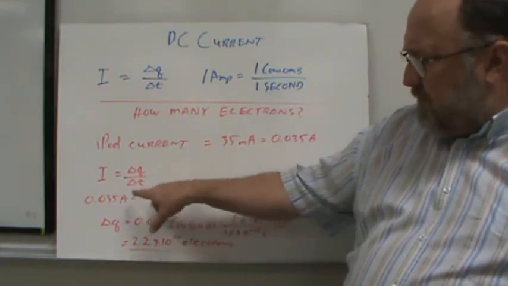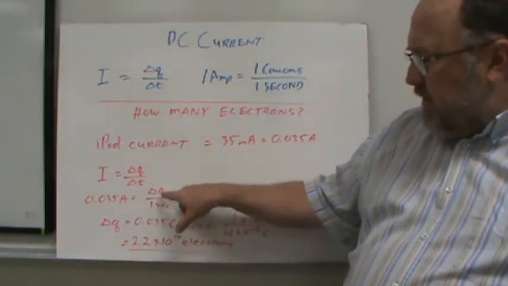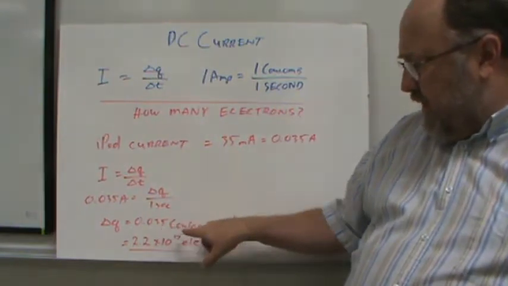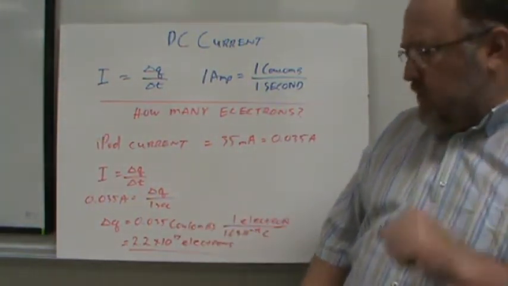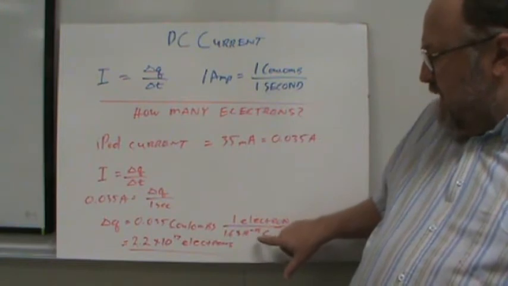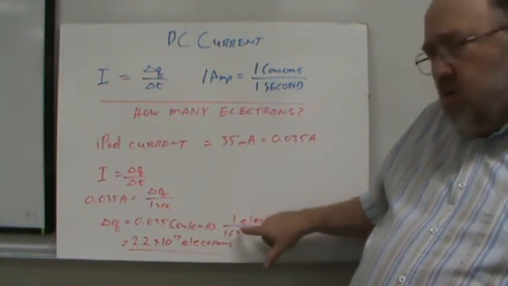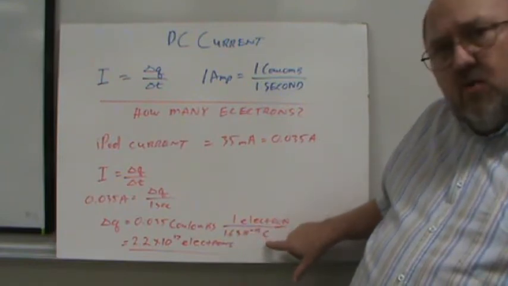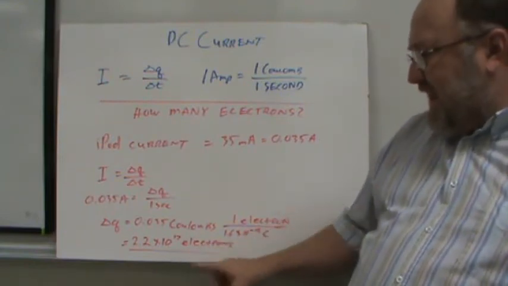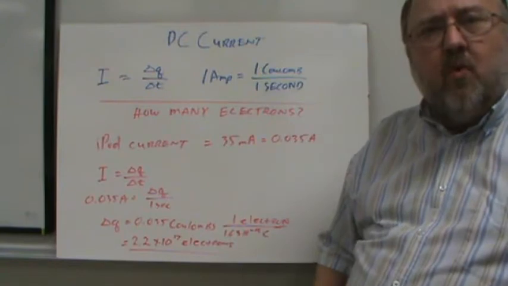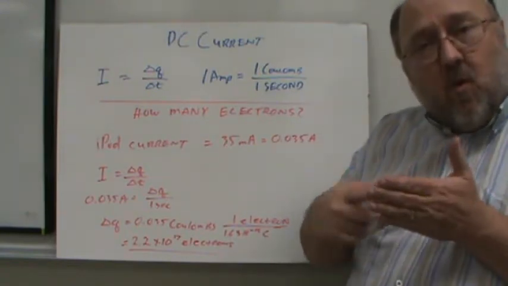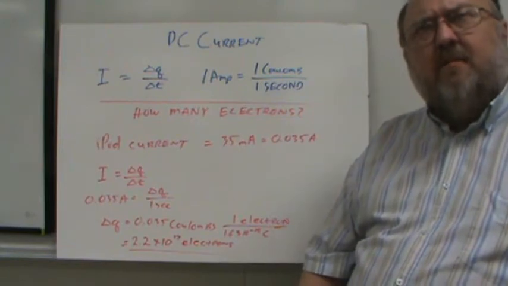Oh gosh, doing that math was pretty easy. The units on charge are going to be coulombs, so it is 0.035 coulombs. But you remember, there are so many electrons in a coulomb. I did a unit conversion here. 1 electron is 1.6 times 10 to the minus 19 coulombs, and that means that in any given second, there are 2.2 times 10 to the 17 electrons running down the wires inside of your iPod.